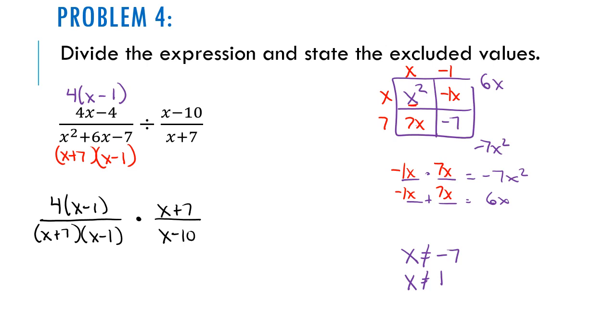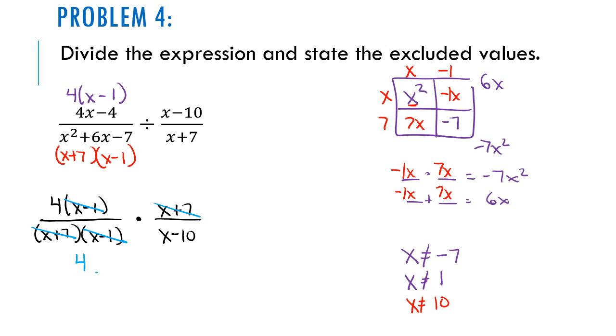And now once again, I need to check to see if I have any new excluded values. And I do. I have an x minus 10 on the bottom now, so one of my excluded values is going to be positive 10. So now I can go ahead and start canceling. So x plus 7 can cancel out the x plus 7. x minus 1 cancels out the x minus 1. So now I'm down to a 4 in the numerator and an x minus 10 in the denominator.